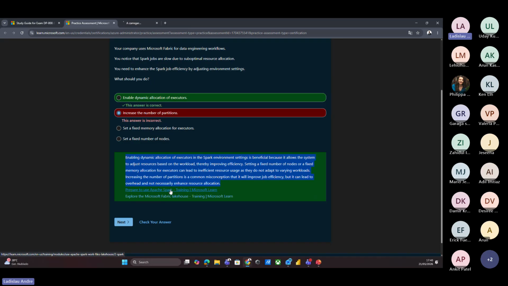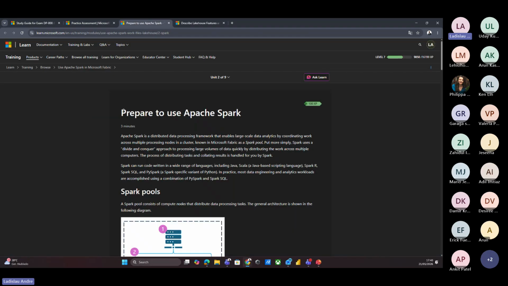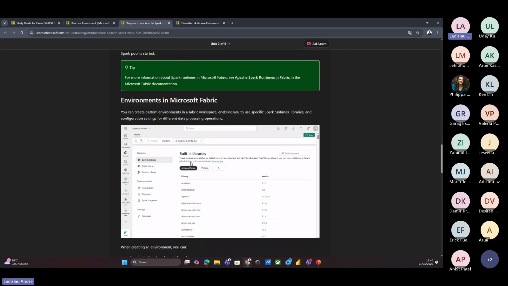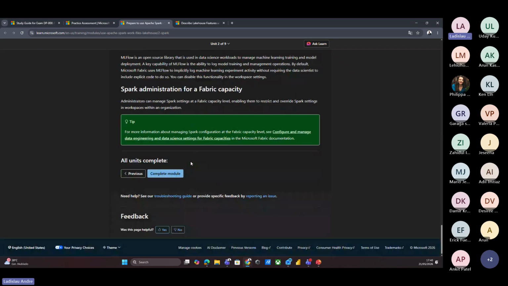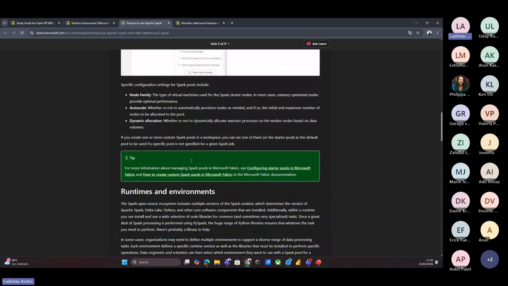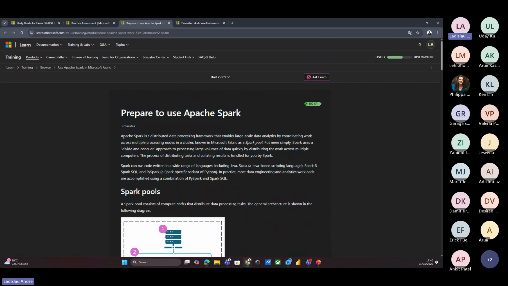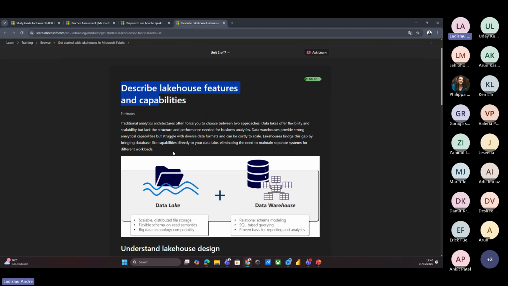And I always click here on these links that Microsoft gives to you so you can read more about it. Here, I'm going to the core. I'm going deep on this topic. Prepare to use Apache Spark. Okay. I read all of these, and sometimes, whenever possible, if I can follow along and do a demo, a tutorial, or do a practice about this, I will do it so I can get a deeper understanding of what this is.